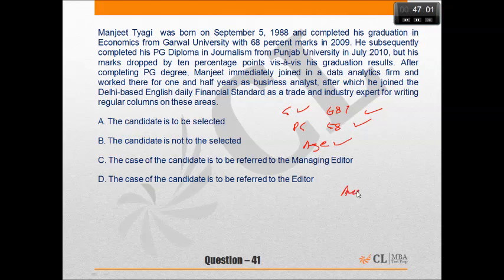Award is definitely missing, and let me put it this way: journalism Punjab student, but half marks dropped by 0.10. So his graduation in 2009, post graduation in 2010. He worked data analytics and worked there for 1.5 years as business analyst. So mid 2011, and after that he joined English Daily, financial side. So work experience is fine because it's 2.5 years in English Daily. Okay, but he does not have an award.